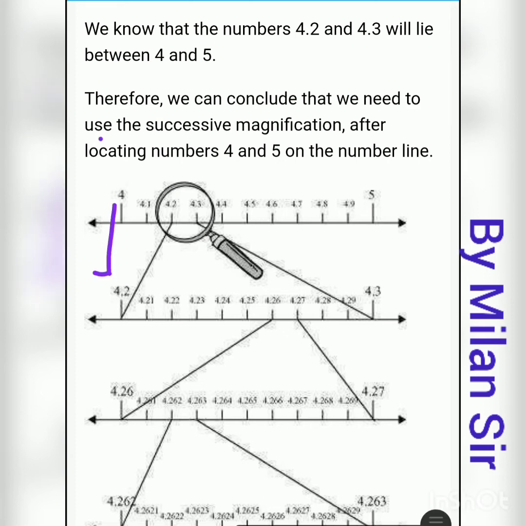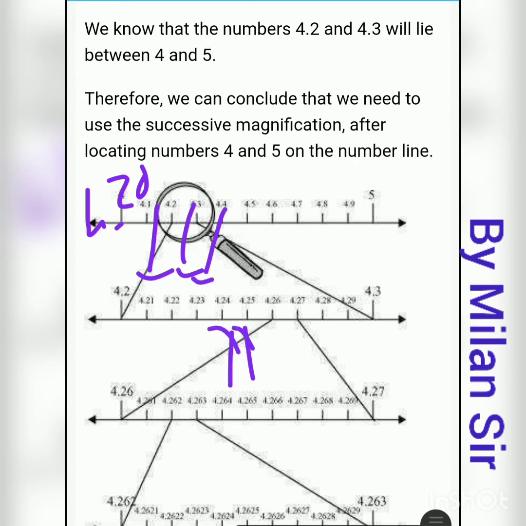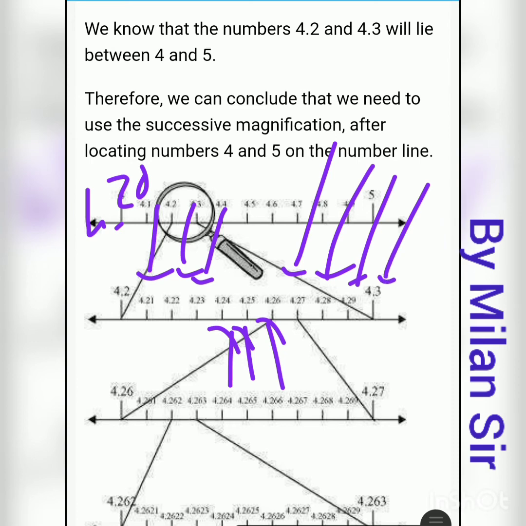Now here 4.2 means 4.20, right? And here 4.3 means 4.30. So here we have 4.20 and 4.30. In between we have 10 decimal numbers: 4.21, 4.22, 4.23, 4.24, 4.25, 4.26, 4.27, 4.28, 4.29 and 4.3.